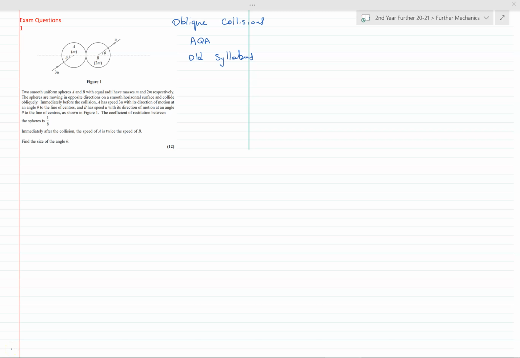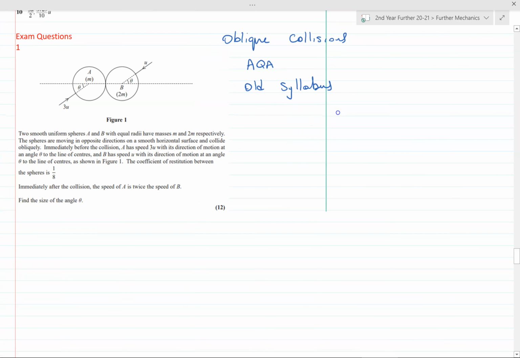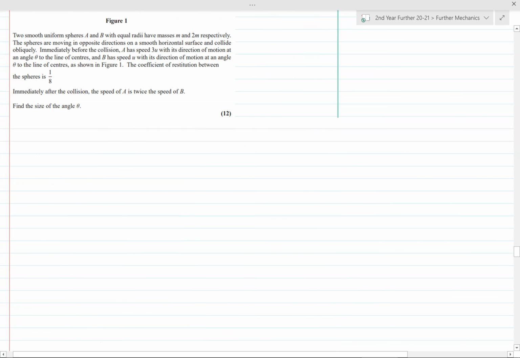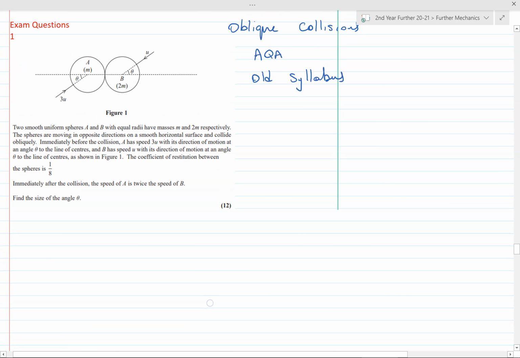Hello, I just want to spend some time in this video going over an oblique collisions question in further mechanics. This one's from an old AQA question, not that old, but it's the old syllabus. I've chosen it because it's a reasonably long question. It's just a case of thrashing it out, and it's relatively standard. Not to say it's easy, but there's nothing particularly nasty about it.